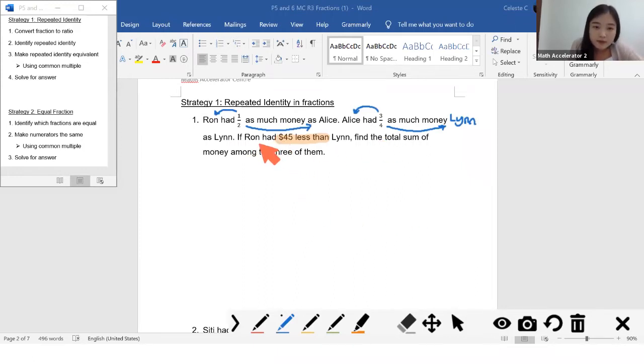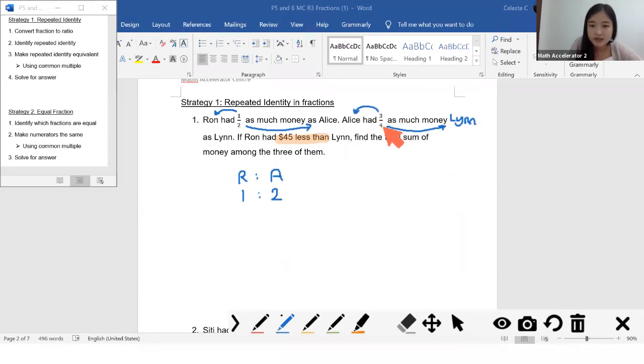Okay, so now that we have drawn our arrows, let's write down the ratio. You have Ron to Alice. By looking at the arrow here, 1 is for Ron and 2 is for Alice.